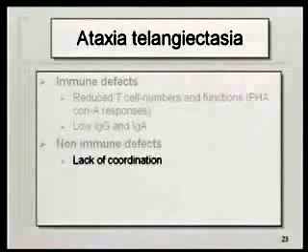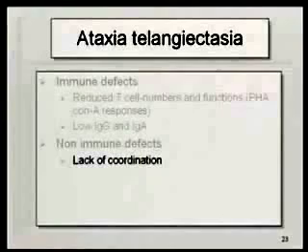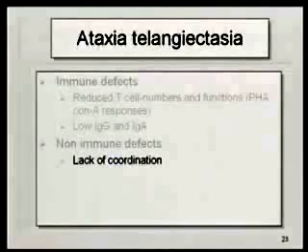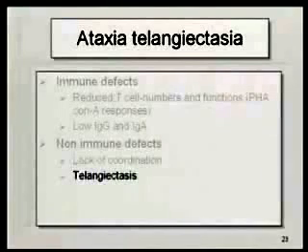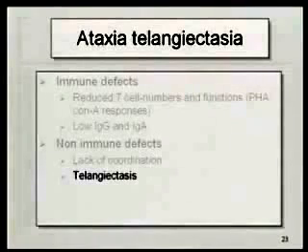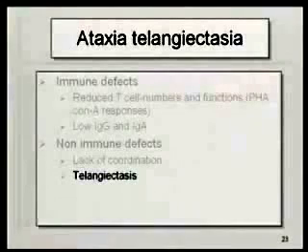Non-immune defect in this is ataxia, which means lack of coordination. So hand-to-eye coordination is defective in these. And telangiectasia is leakiness of small blood vessels, and therefore it will be observed as well in these patients. Okay, so bloodshot eyes is another example of that.